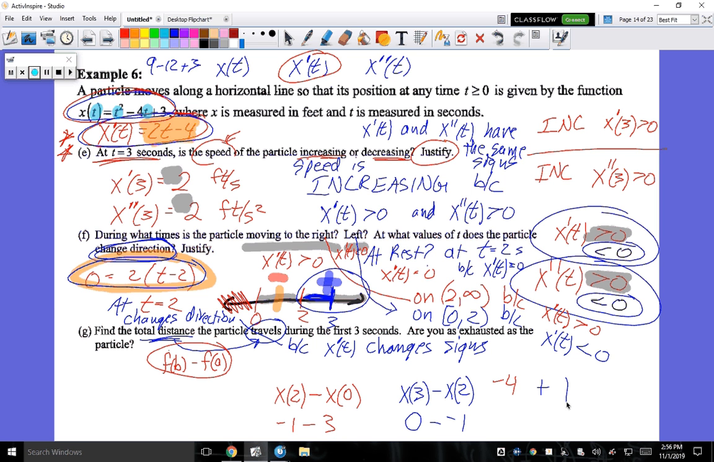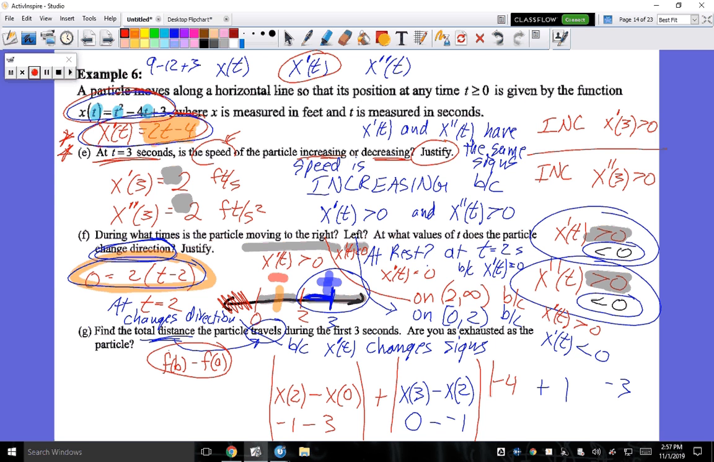And this is a mistake people make. They say negative 4 plus 1 is negative 3, and they're like, ooh, this is displacement, and then take the absolute value and think that is the total distance traveled. But that's not what it is. We need to be careful where we put that absolute value. We were supposed to put it right here and add it to whatever we got right here.